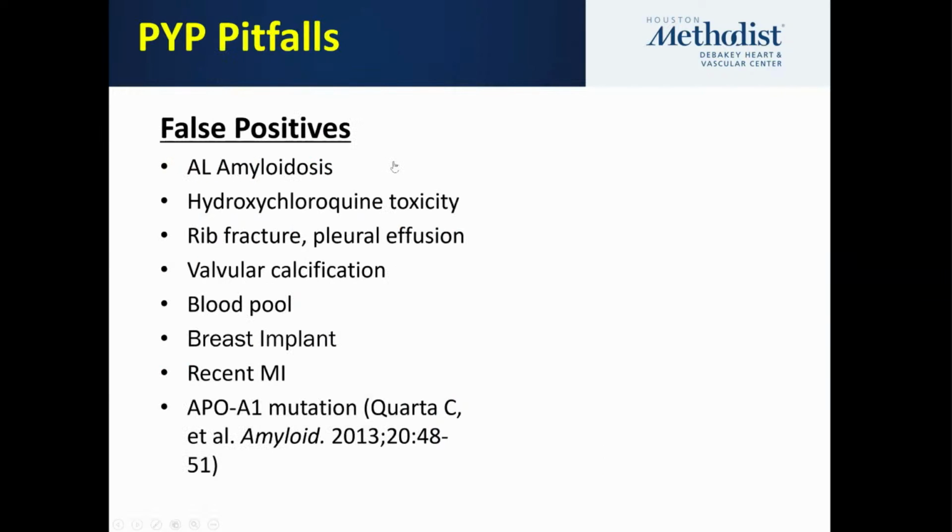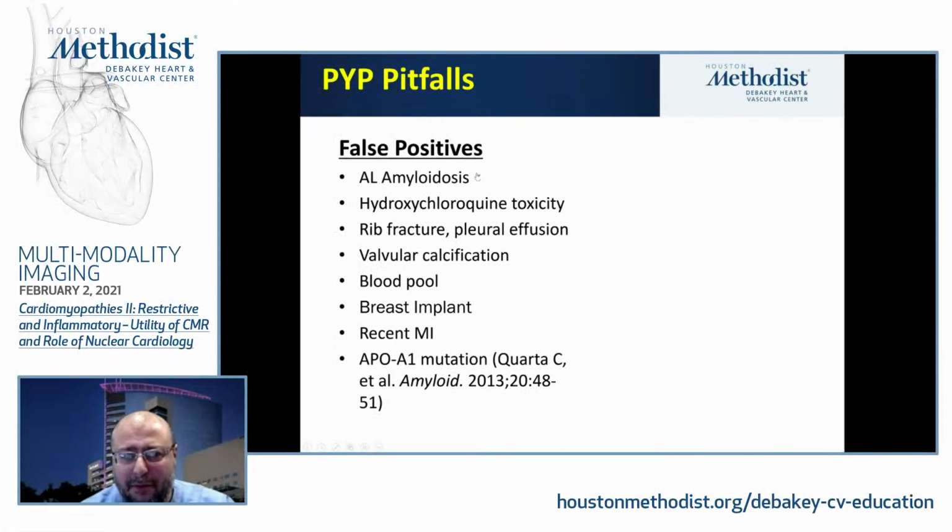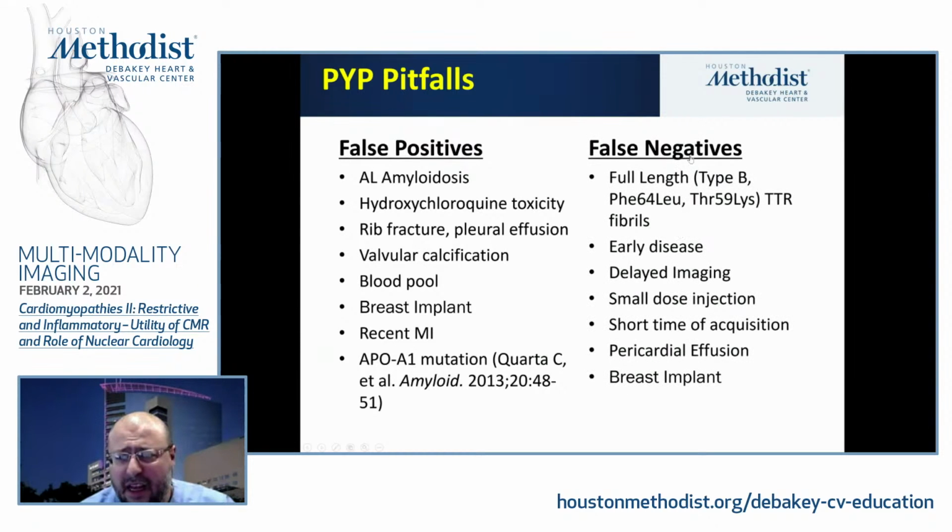But there are many other causes of false positives, including AL amyloid, which may be positive in about 4%, hydroxychloroquine toxicity, where we had one case, patients who have rib fractures or pleural effusion, valvular calcifications, blood pooling, breast implants, which will cut down the counts on the contralateral lung, recent MI, or there are some mutations. And there are some other causes of false negatives.